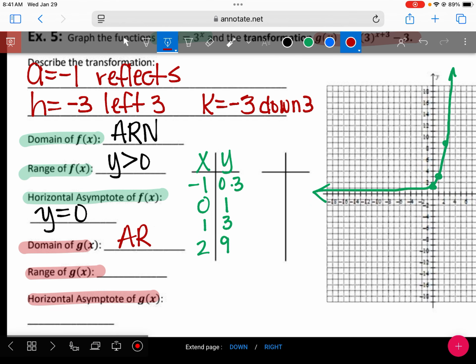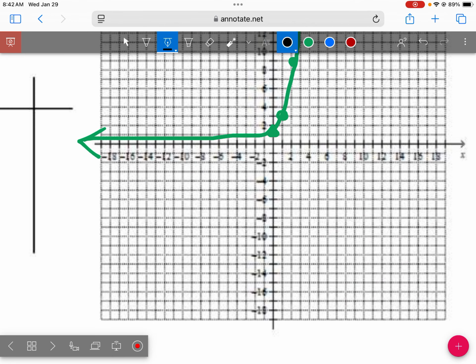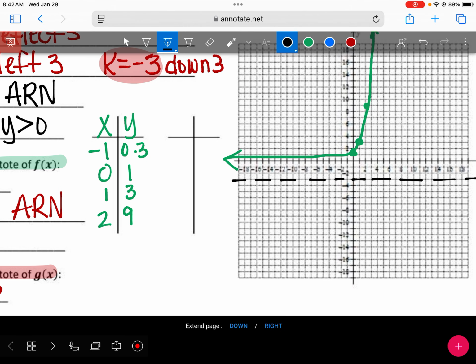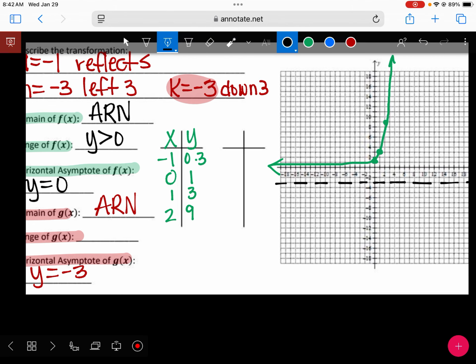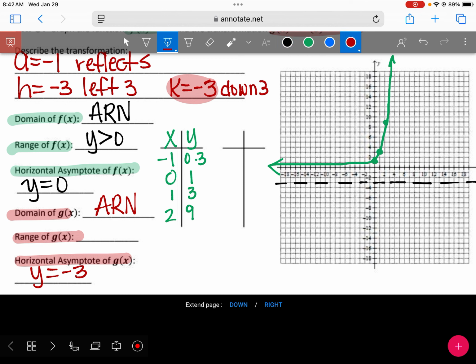So let's fill in our domain. And again, remember, this is our MVP right here because it controls where I draw my floor. So this is going to be at y equals -3. So let's draw in that dashed line at y equals -3. So let's go here. At the -3, I'm just going to draw in my asymptote. That's where your K value is.